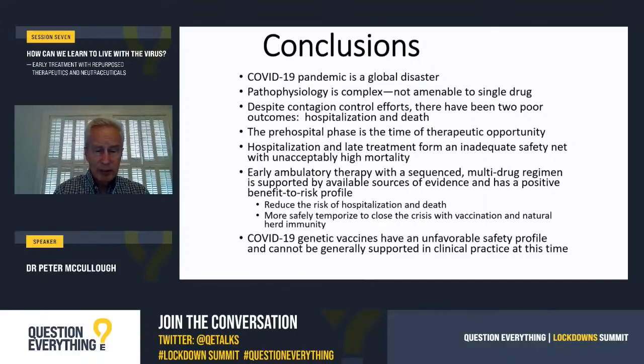We cannot railroad people into the hospital. Early ambulatory treatment with sequenced multi-drug therapy is safe and effective and should be done in each and every high-risk case. COVID-19 genetic vaccines, unfavorable safety profile, cannot be generally supported in clinical practice at this time.